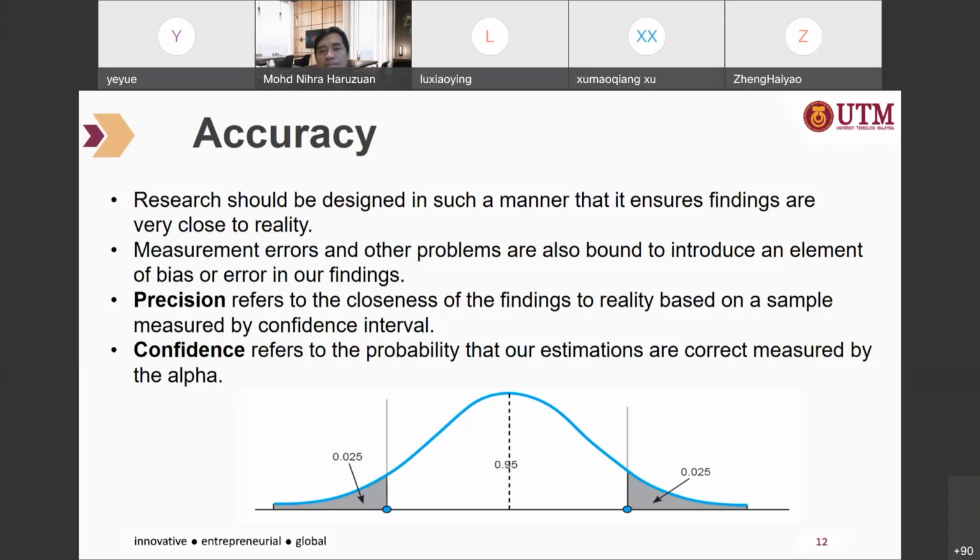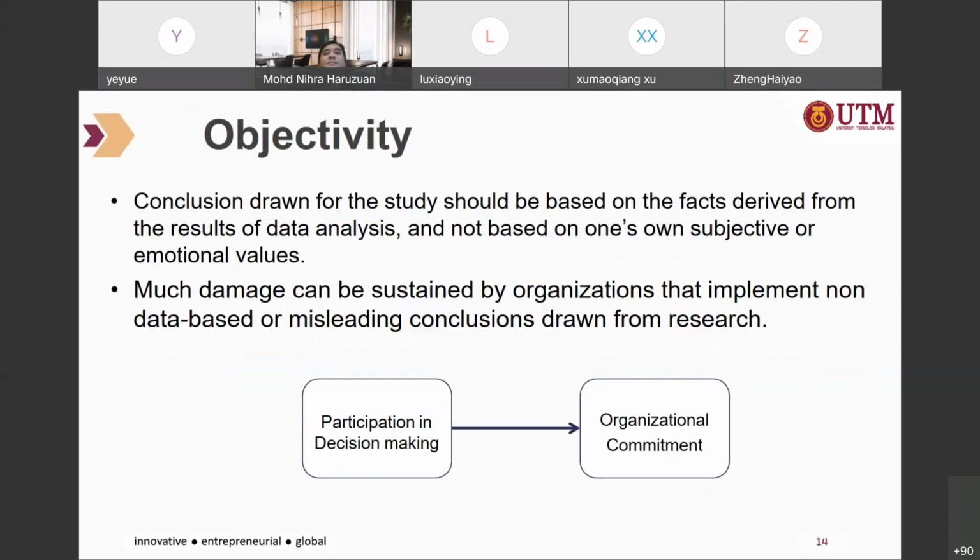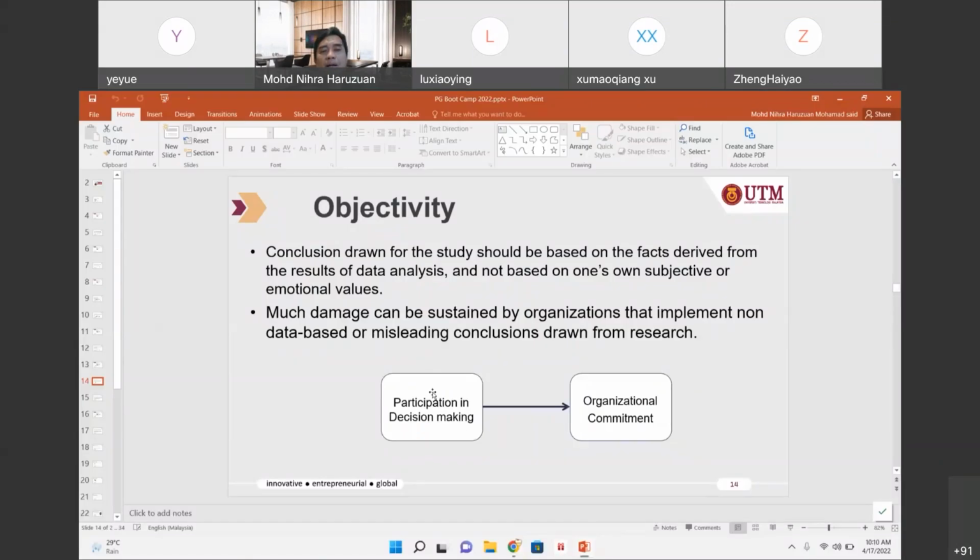Okay, right. So next, it must be objective and also have generalizability, right? So what is objectivity and generalizability? Objectivity means the conclusion drawn from the study should be based on the fact derived from the result of data analysis.